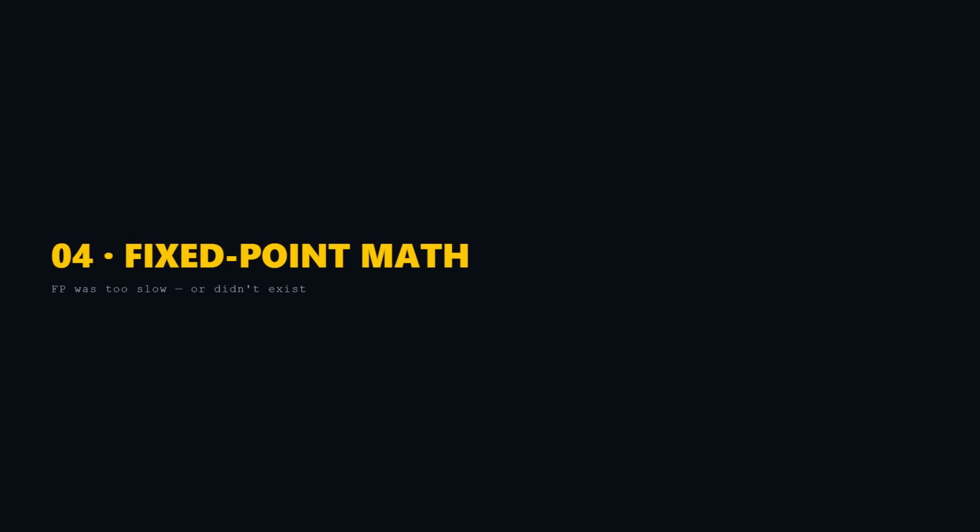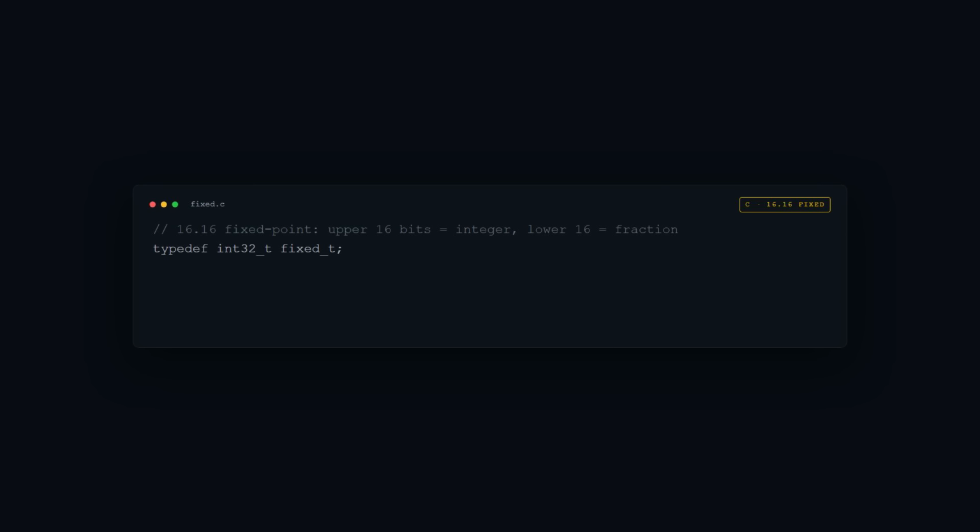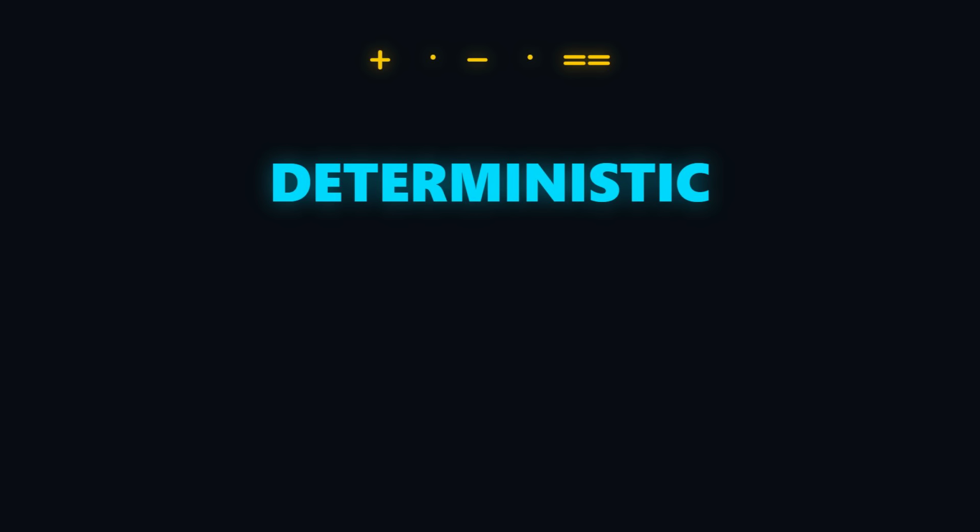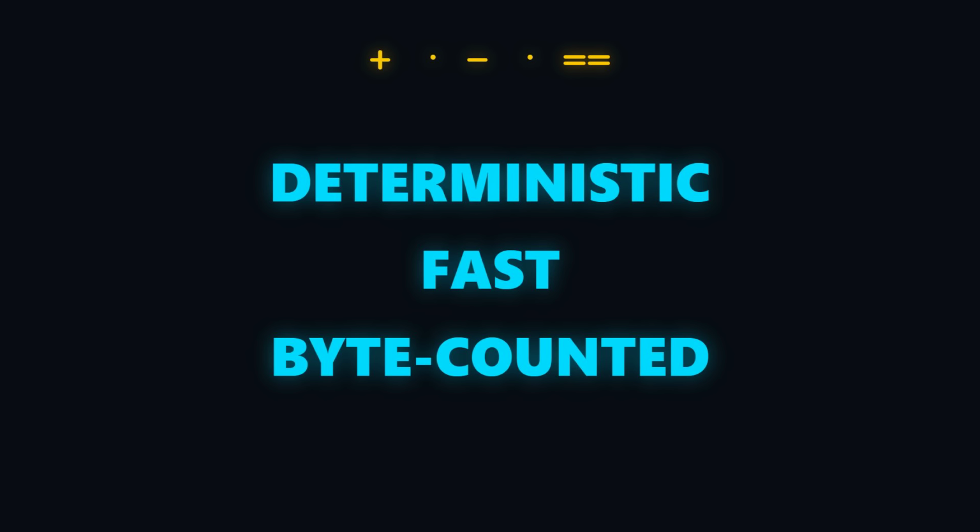Fourth, fixed point math. Floating point was either too slow or didn't exist on your chip. So you stored fractional numbers as integers with an implicit decimal point. Add, subtract, compare. Every operation is a single integer op. Deterministic, fast, byte counted.